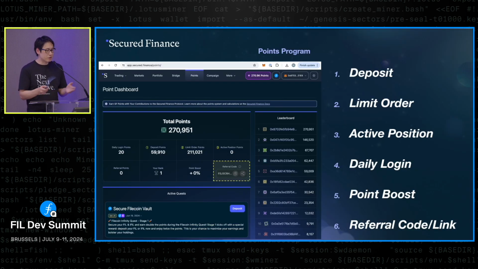So basically this is a points dashboard. You can take a look at how many points we have for depositing, limit order, active position. We also have daily login, and the number of daily consecutive logins can affect the point boost. We can give you some percentage of points boost on what you earn. And we also have a referral code. So you can get your referral code and you can get 15% additional points from your friends. And your friends also get 5% additional points. So it's beneficial for both sides.